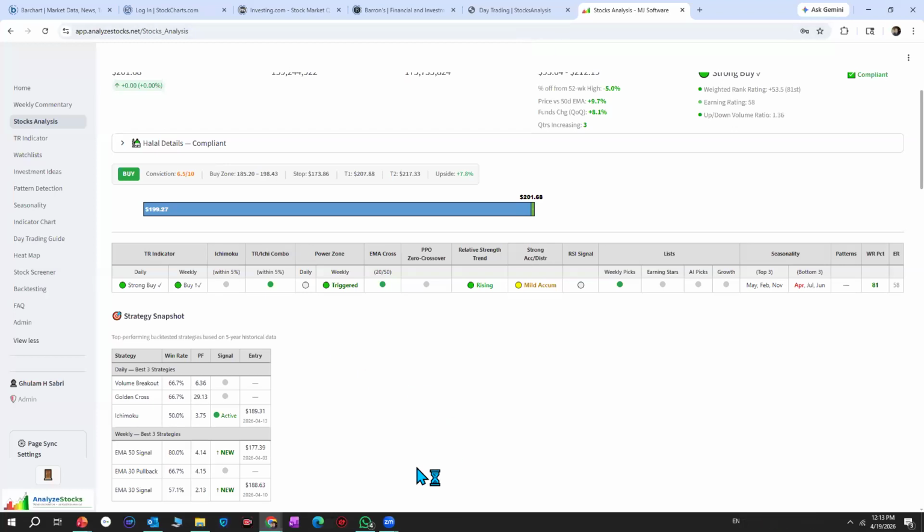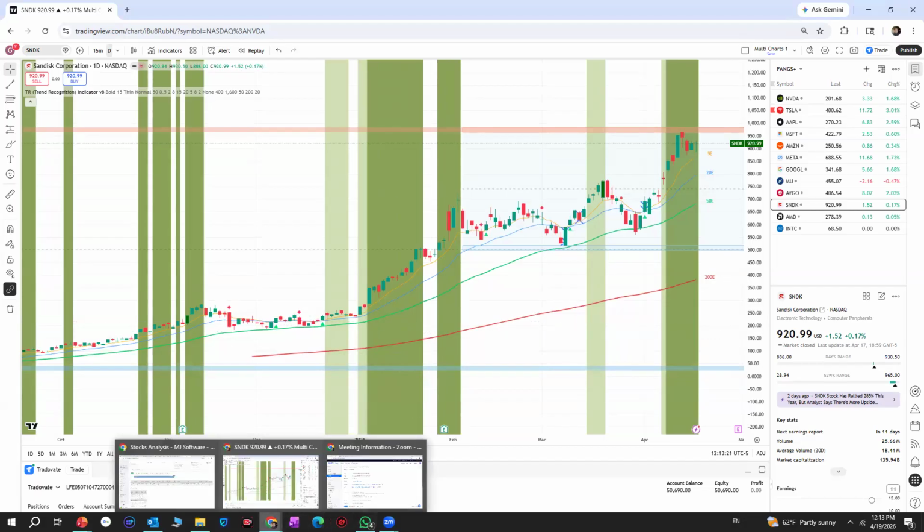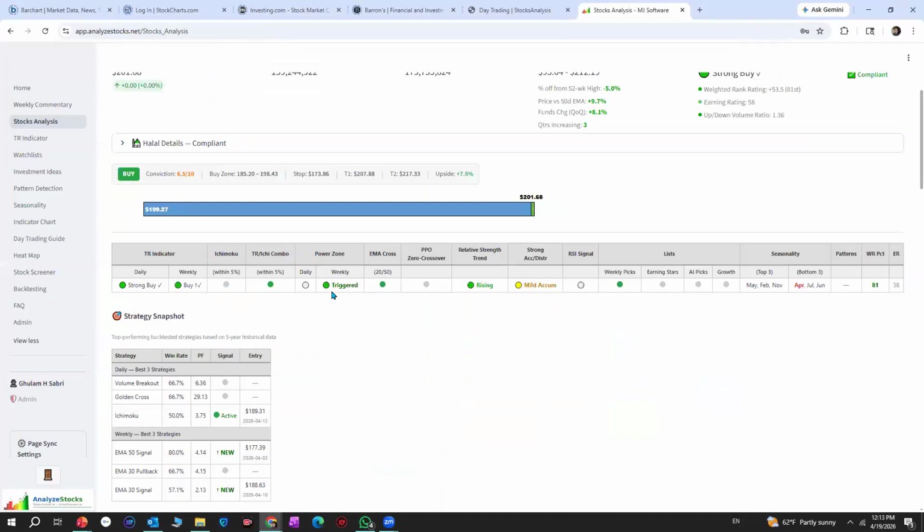Okay, so I was trying to explain how good or bad this system is on good stocks. It gives you very good signals when it comes to day trading, and on the daily time frame the same indicator is plotted on Excel as well as in the web-based system. But in the web-based system, you have much more than this TR indicator. You have power zone, Ichimoku, relative strength, accumulation and distribution, different investment idea lists, seasonality, patterns.